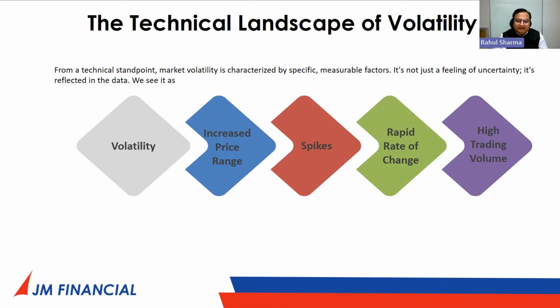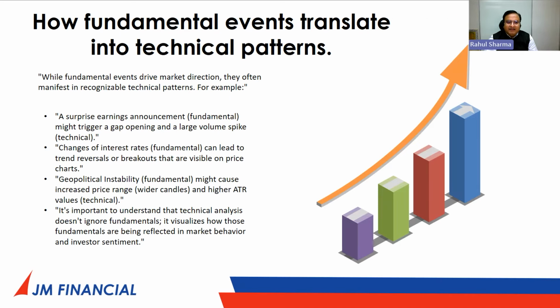So when the volatility goes up, we see an increase in price ranges, we see more spikes happening, the rate of change goes higher, there is a rapid rate of change, and the volumes are also on the higher side. So this is the technical landscape of volatility. Now there are fundamental events also which translate into technical patterns. Now let us have a look at a few of them.